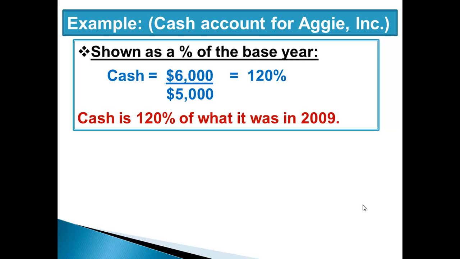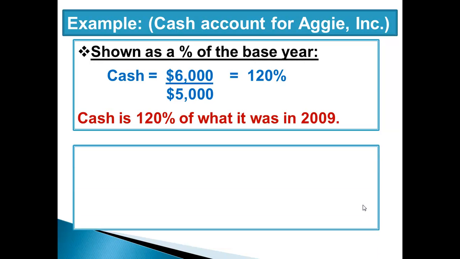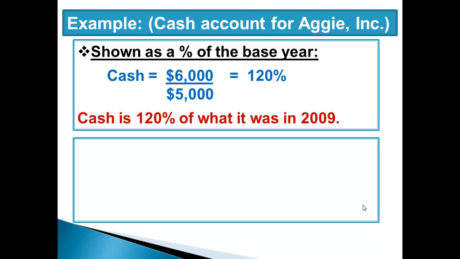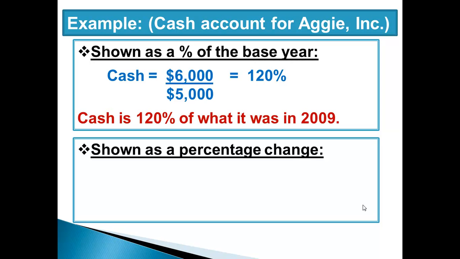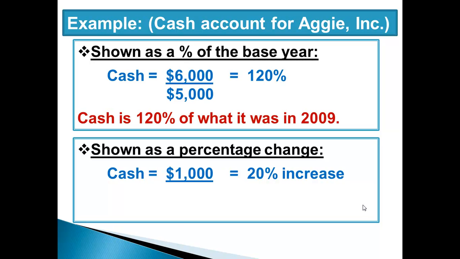Now the other way we can show this is as an increase. So we see that cash went from $5,000 to $6,000. So as a percentage change, we would take that $1,000 increase and divide by the base year of $5,000. Then we would say that cash increased 20% over the year. So you can see these ultimately give the same answers. One just shows that cash in 2010 is 120% of what it was in 2009, and the other one shows that cash increased by 20% during 2010.